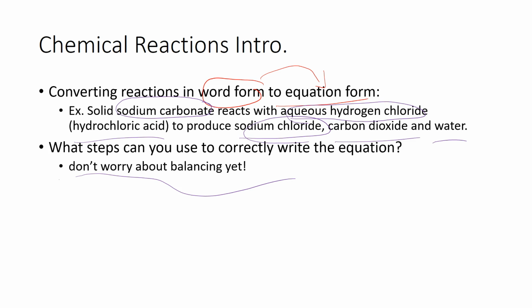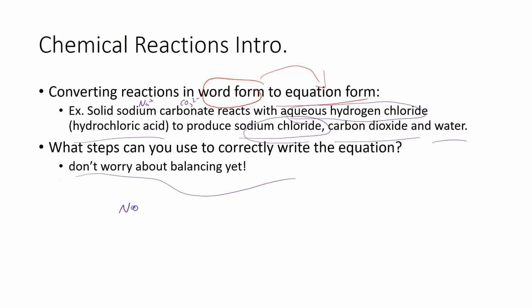So my reactants, solid sodium carbonate. So sodium is Na plus. Carbonate is the CO3 2 minus. Right? So one of my reactants is sodium carbonate. So I got a +1 and a -2. So my formula there would be Na2CO3. Reacts with, so that's indicated by that plus there, aqueous hydrogen chloride, which we would call hydrochloric acid.